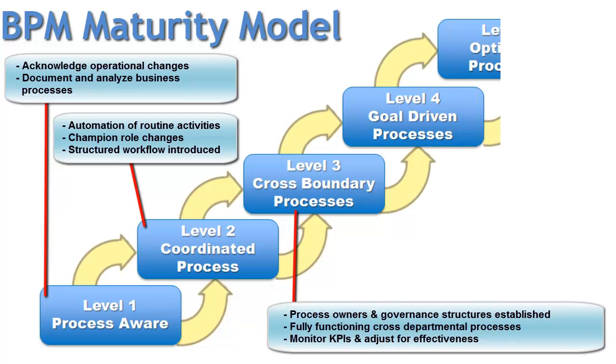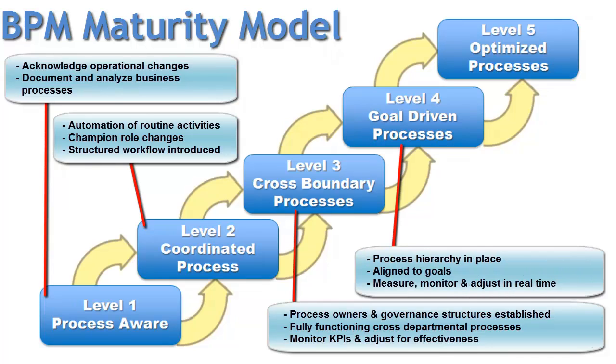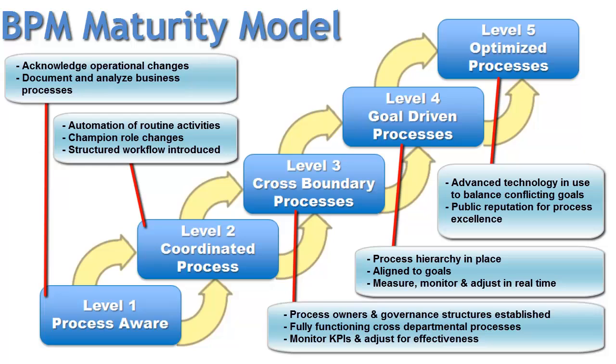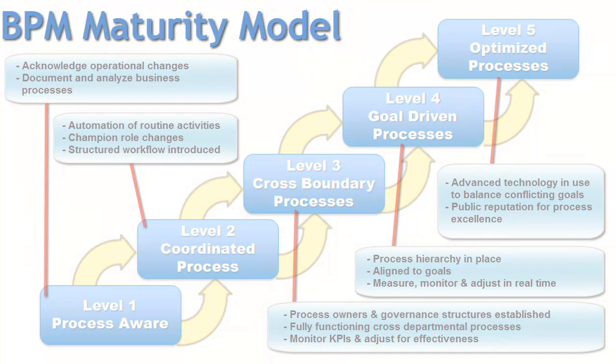Level 3 is cross-boundary processes. This is where process owners and a governance structure is established. Cross-departmental processes have been created and are functional, and KPIs can be monitored so that workflow can be adjusted for proper effectiveness. Level 4 is goal-driven process. At this point, there's a process hierarchy in place which is aligned to the company's goals. Measurements, monitoring, and adjustments occur in real time. Level 5 is the ultimate goal, optimized processes. Here, advanced technology is in place to balance conflicting goals, and the company has a reputation for their process excellence.